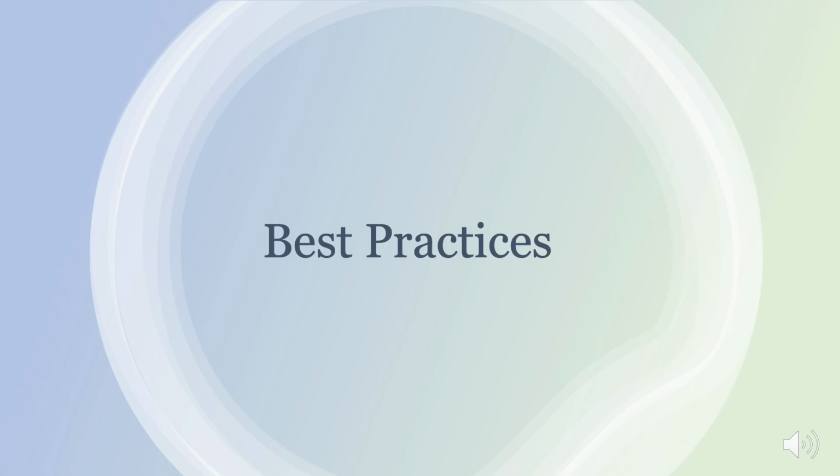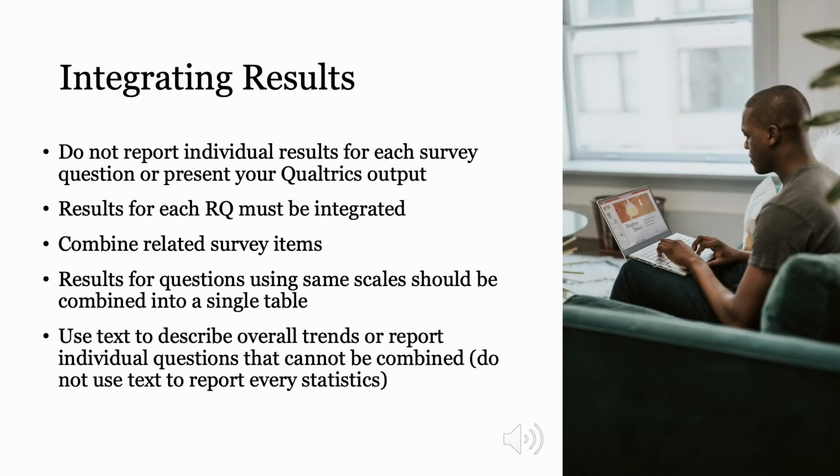Now let's take a look at best practices for reporting quantitative results. One of the most important practices in quantitative writing is integration. Do not report results for every individual survey item or paste output from statistical software. Instead, results for each research question should be integrated and presented together. Your main task here is to identify related survey items that can be combined. Items that use the same scale are often summarized in a single table. On the other hand, the text should focus on overall patterns rather than listing every statistic.